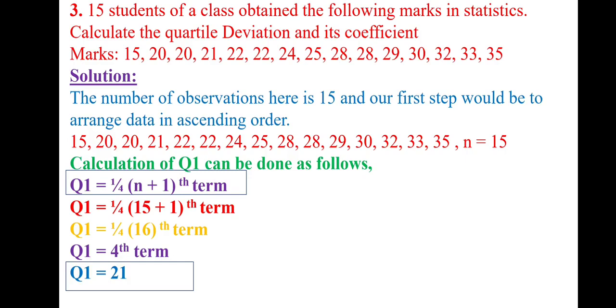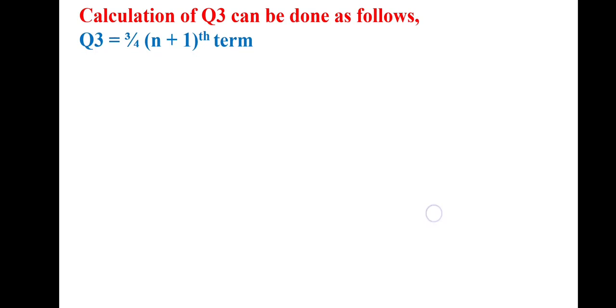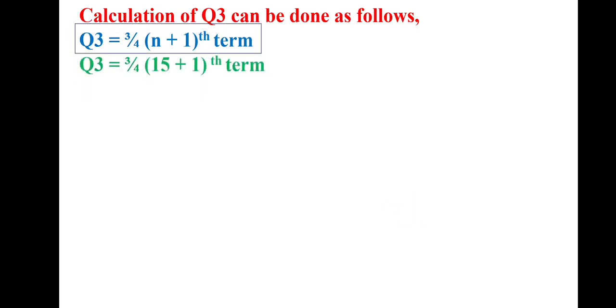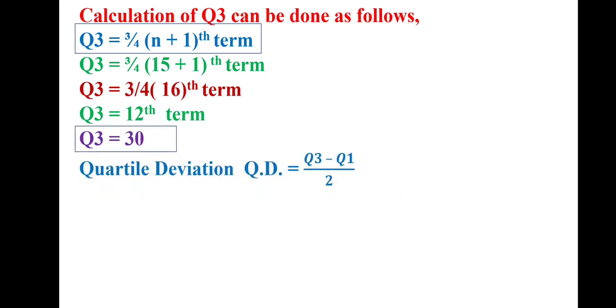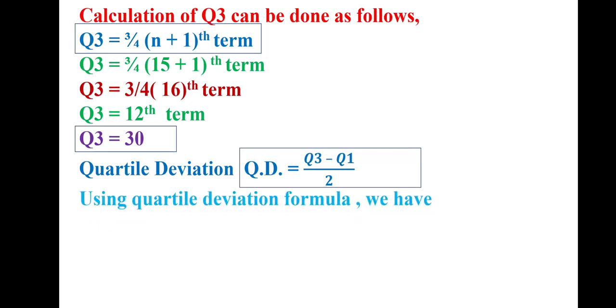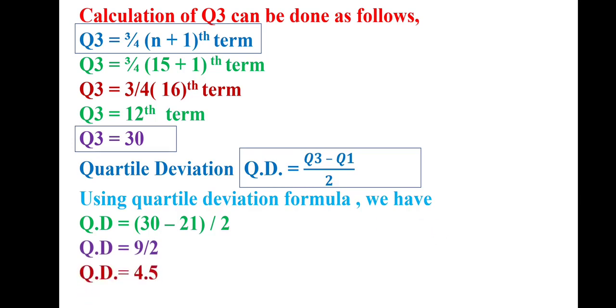Then Q3 will be found. Here n plus 1 is 15 plus 1, which is 16. 3/4 of 16 gives the 12th term. The 12th term in the ascending order is 30. Now we can find the quartile deviation. The formula is Q3 minus Q1 divided by 2. Q3 is 30, Q1 is 21. Simplifying, we get 9 by 2, then 4.5. It is called the quartile deviation.